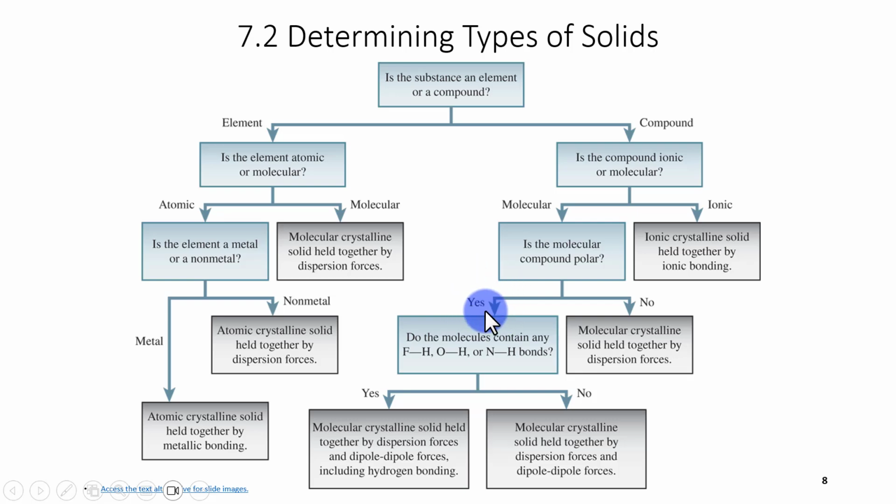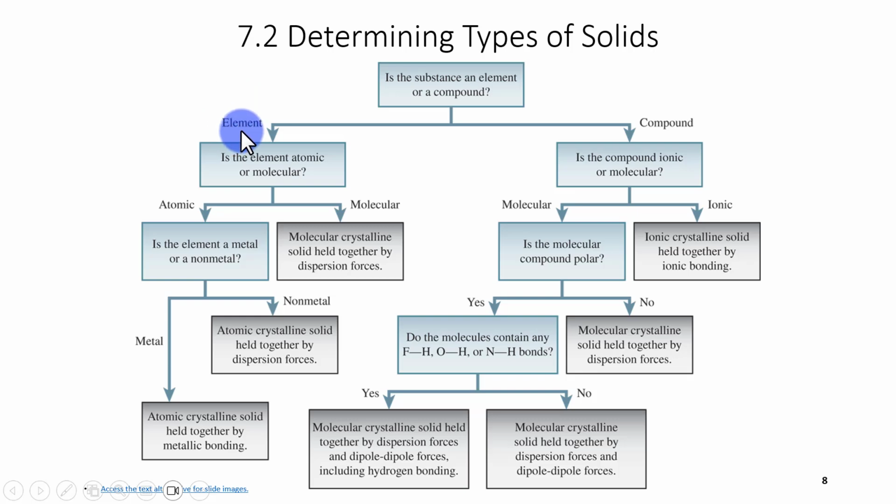But if it is polar, do the molecules contain any of these bonds? If they don't, but they're polar, then the crystalline solid is held together by dispersion forces and dipole-dipole interactions. If they do have these bonds, then they have dispersion forces, dipole-dipole, and hydrogen bonding.